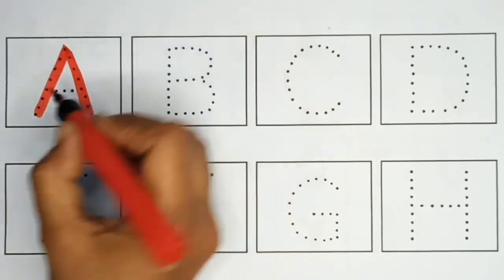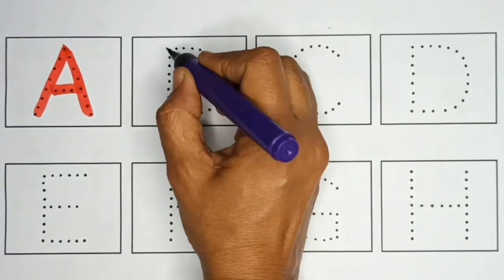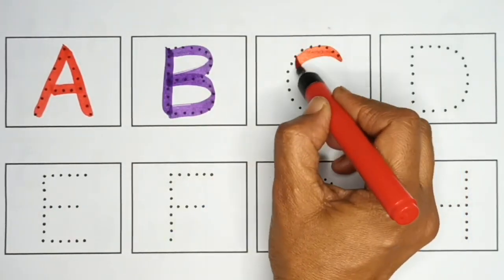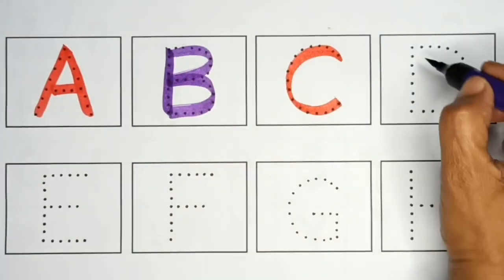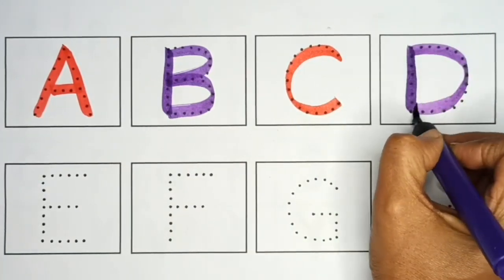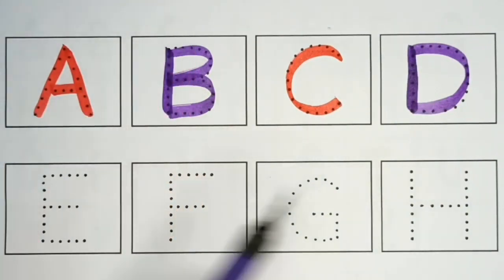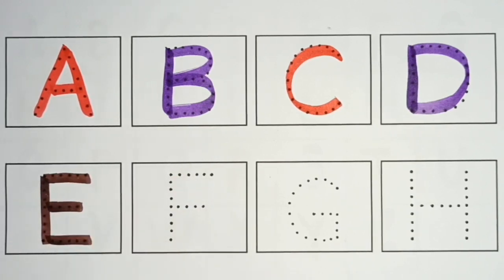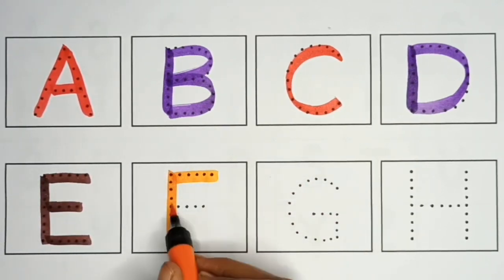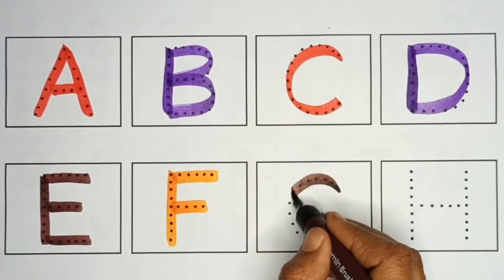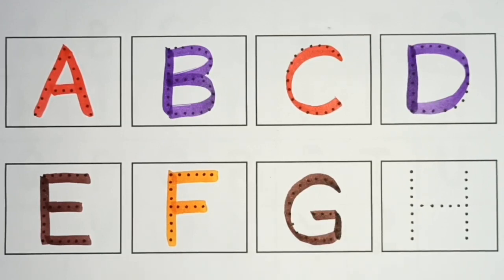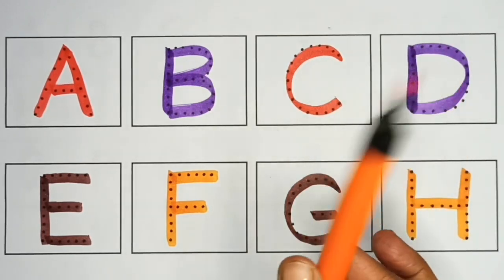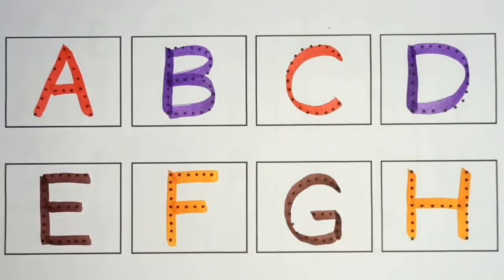A for apple. B for ball. C for cat. D for dog. Violet color. Red color. E for elephant. F for fish. G for grapes. H for hen. Orange color. Brown color. Thank you.